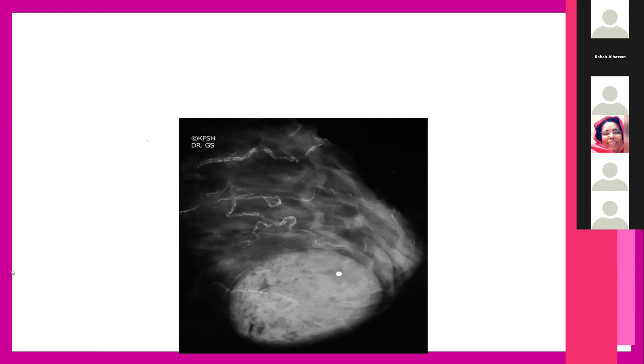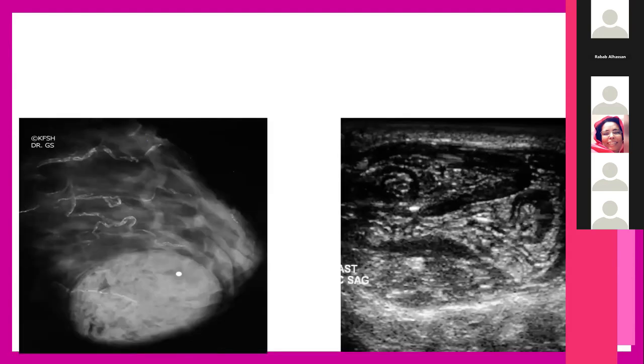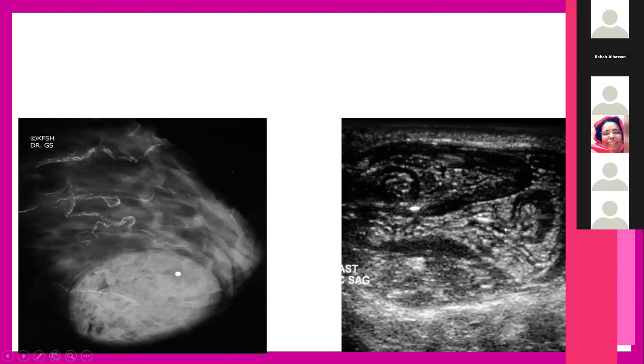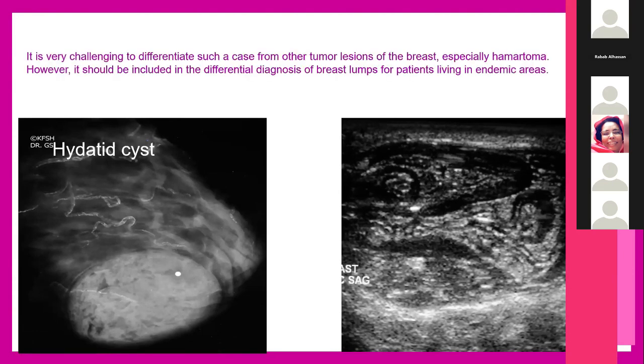Suggesting lucency within the capsule, subcapsular hamartoma. Yes, suggesting hamartoma, but can you see, not very typical of hamartoma. Can you see this? A cyst and something moving like that. It can be hamartoma, even on ultrasound, but the diagnosis was a hydatid cyst.